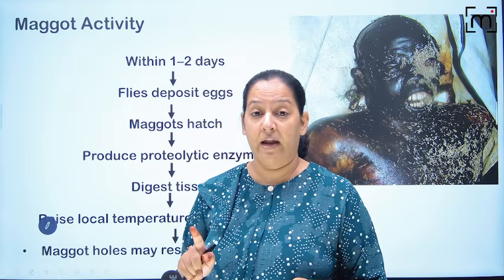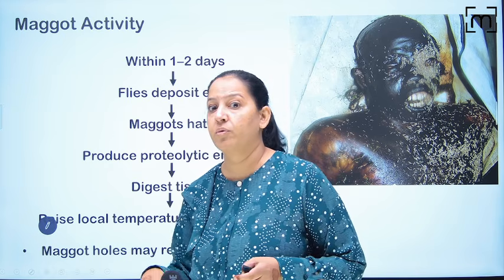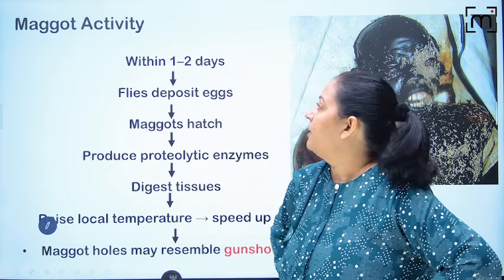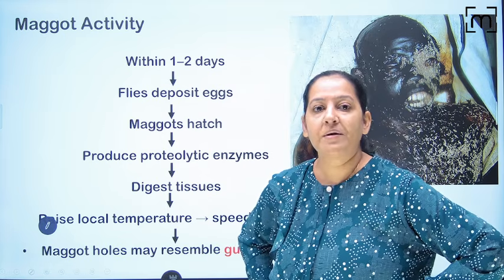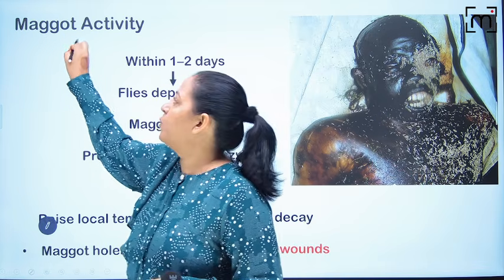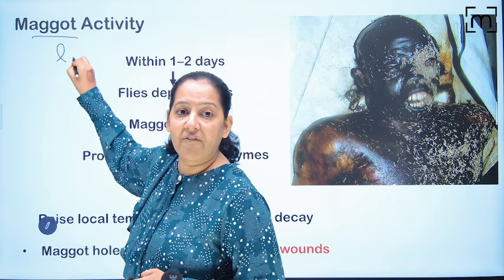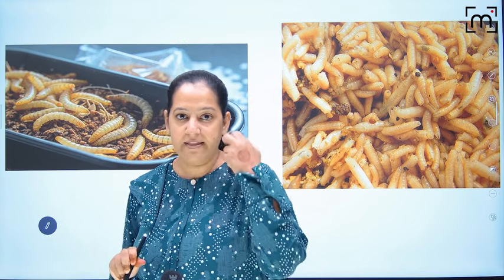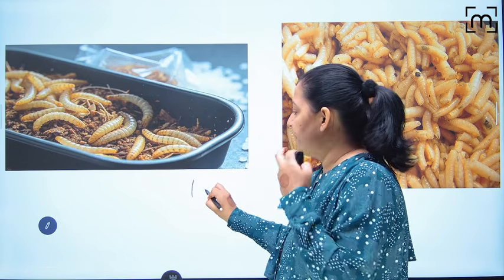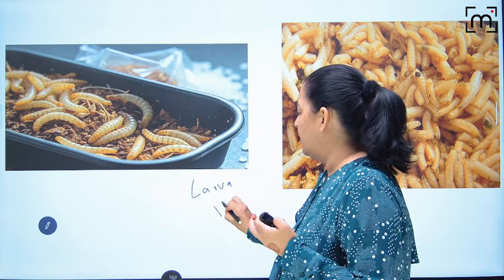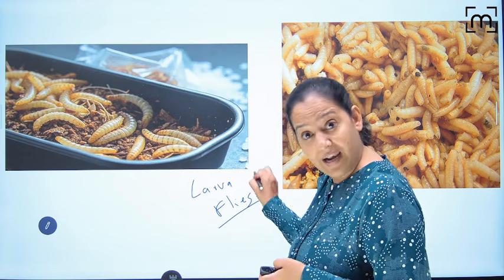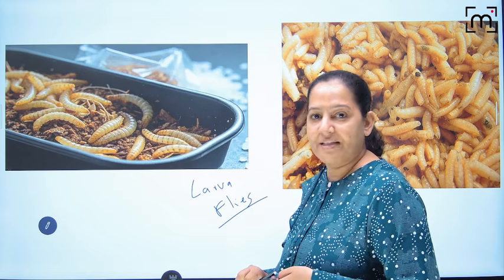One more thing I would like to add over here before I move to the next feature of putrefaction is maggot activity. What is maggot activity? What is a maggot, by the way? Maggot is the larva of fly. Have you seen a maggot? These are maggots. Can you see? These are the larva of flies. Larva of flies, makhi, flies को हिंदी में मक्खी बोलते हैं, उसका larva. The larva of flies is maggots.